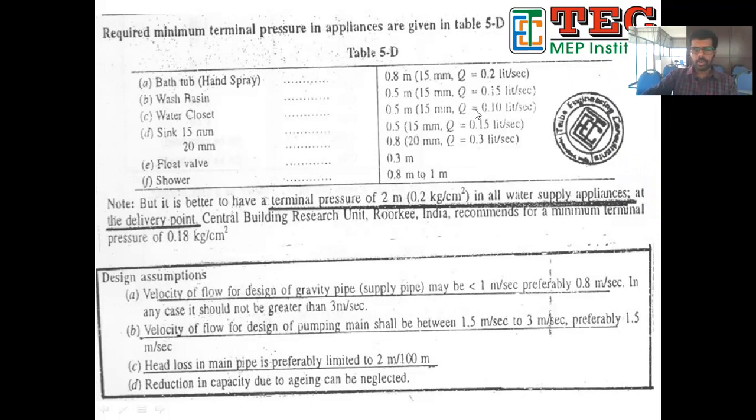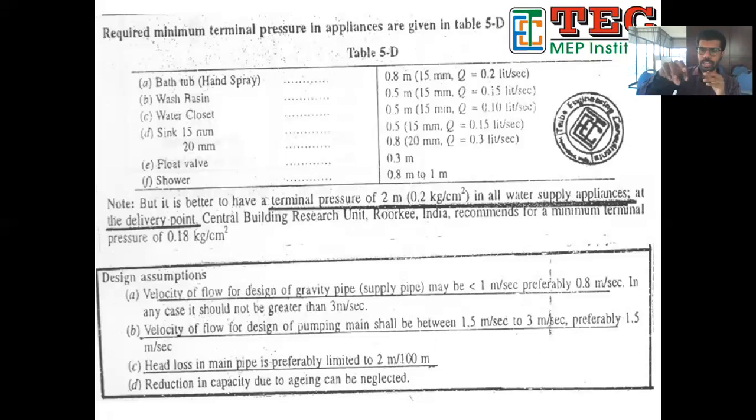Now you just see this. It is better to have a terminal pressure of 2 meter or 0.2 kilogram per centimeter square in all water supply appliances, at the delivery point. So instead of this 0.18 kilogram, it is better to give 0.2 kilogram per centimeter square of pressure, or 2 meter pressure, at each terminal point.